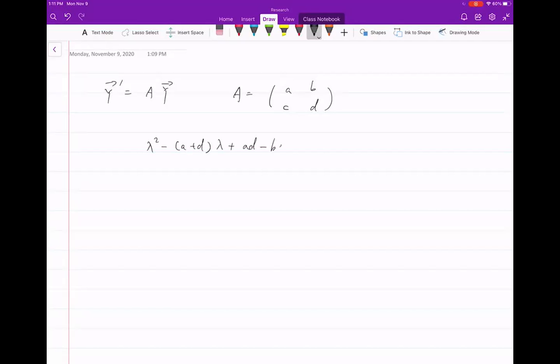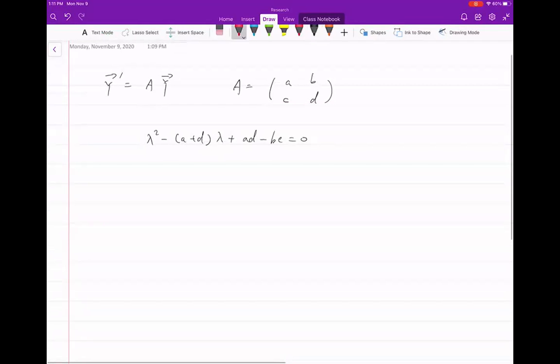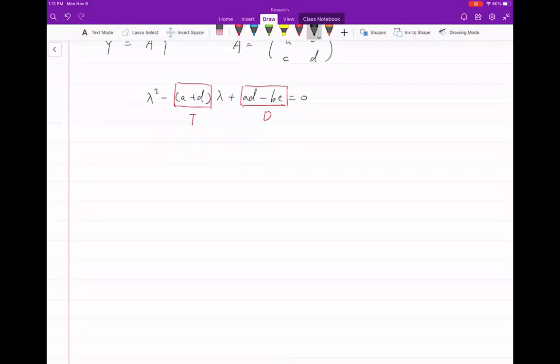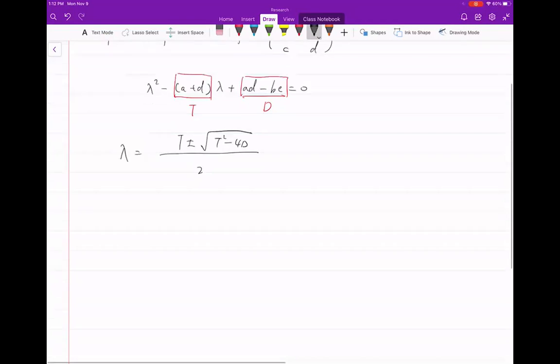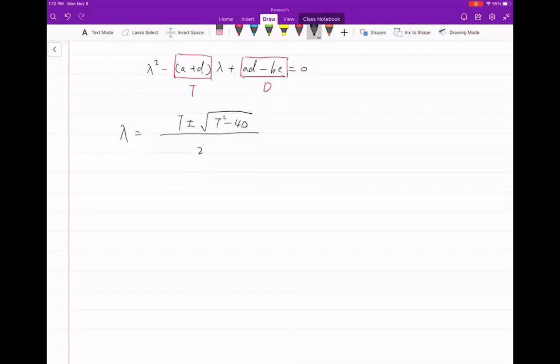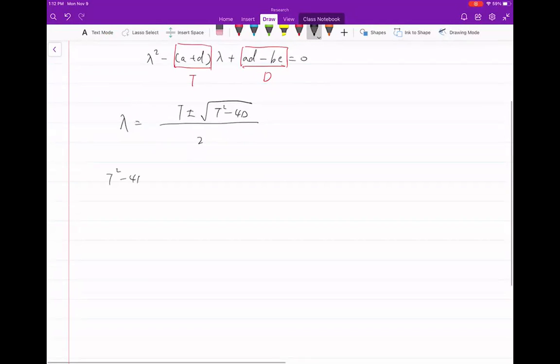Then we say, well, the only thing that matters will be this number. We call it T, and this number we call it D. And the lambda is basically going to be T over 2 plus or minus square root of T squared minus 4D over 2. So do you have real? Do you have complex? Really just depends on whether T squared minus 4D equals 0, is bigger than 0, or less than 0.